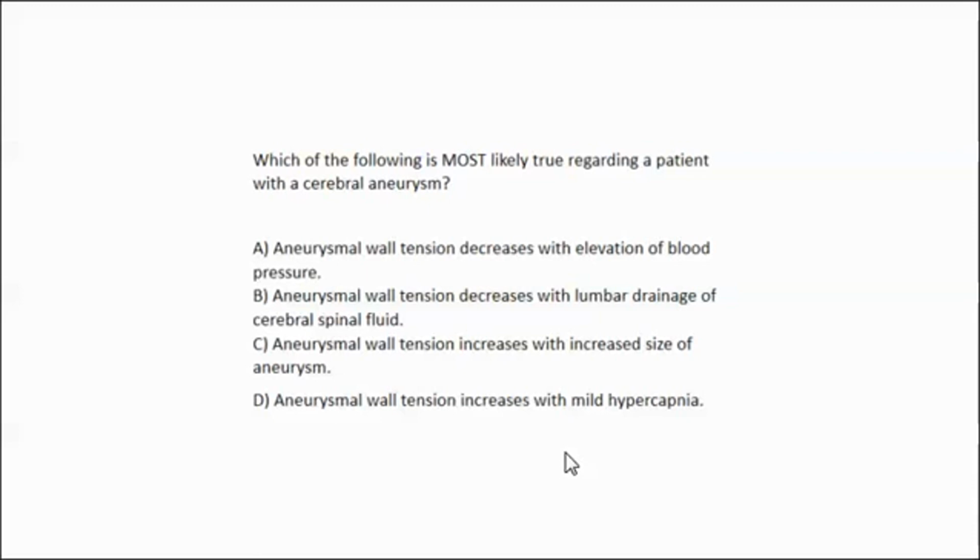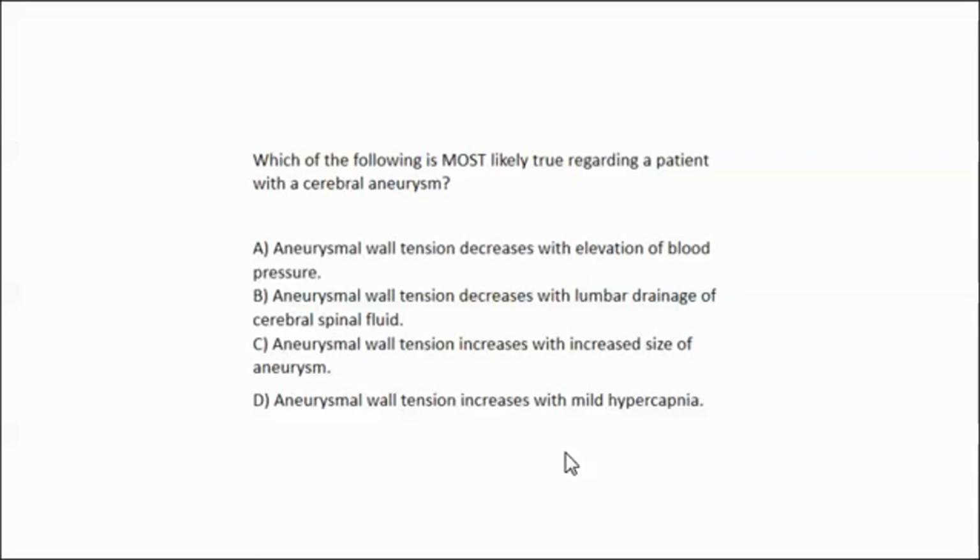So does wall tension decrease if the blood pressure shoots through the roof? Well, no, of course not. Okay. Does wall tension decrease if you drain off CSF? Well, if I lower this side, then the relative tension across the wall means it's actually up. Okay. Does wall tension increase with the increased size of the aneurysm? Oh, this is actually a complicated question because now we're talking about Laplace, I think. And does wall tension increase with mild hypercapnia? No, I was talking about how that will happen if I hyperventilate.